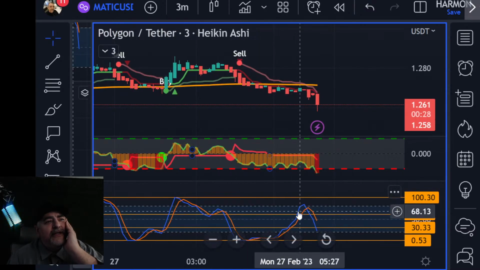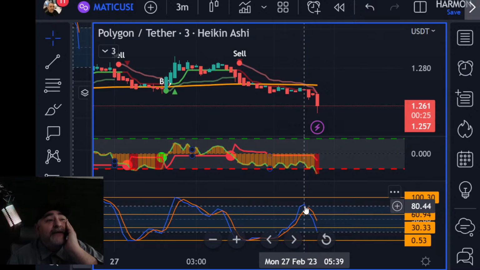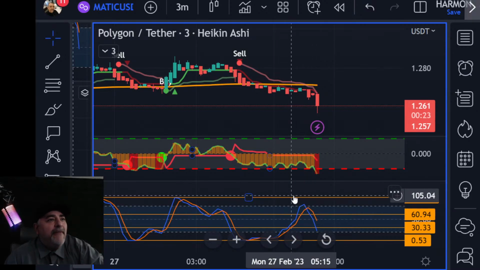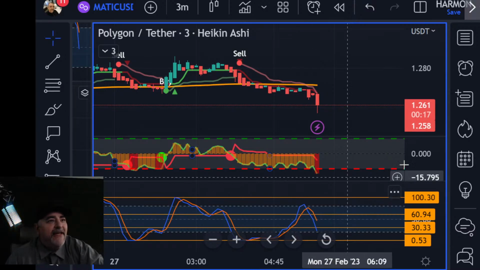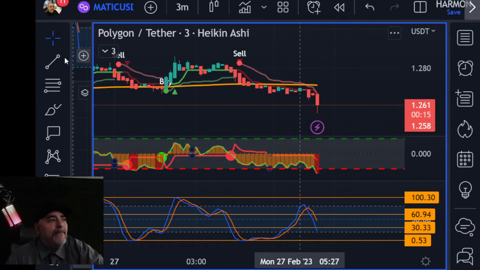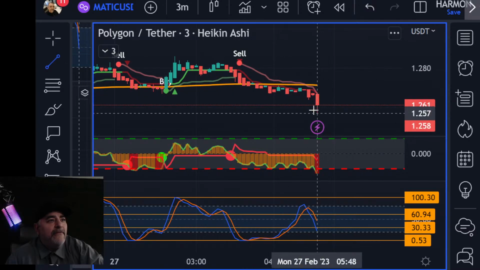Let's take a look at the 3 minute, right? Let's work backwards. 3 minute RSI bent right here. That's a short. Yeah, we're in a short here, Matic. Matic short at $1.2610, 126.10. So there's a Matic short, right?